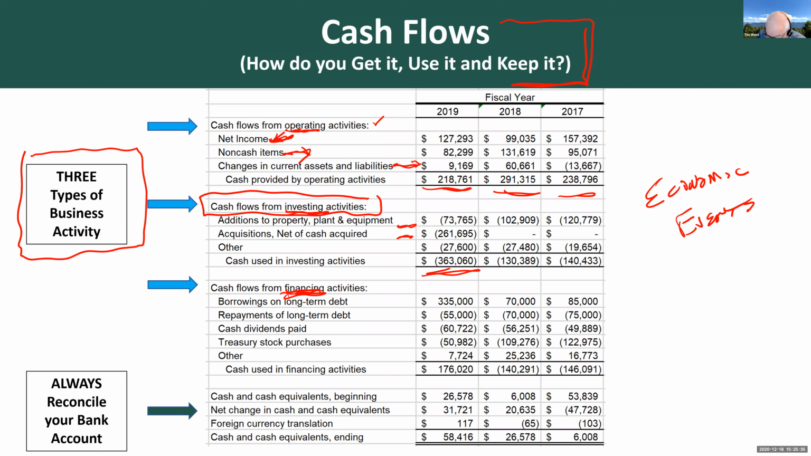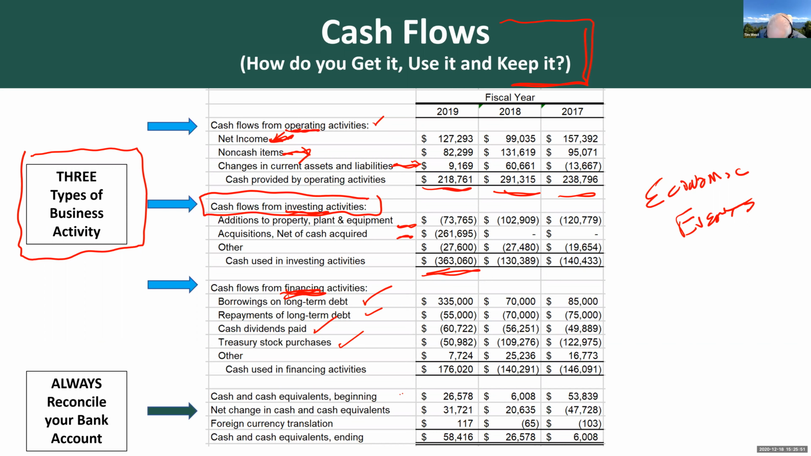Finally, I can finance some of this stuff different ways. I can borrow long-term debt, but then I ultimately have to repay it. So they keep those two debt transactions together. We could pay some dividends and we could buy back some treasury stock.